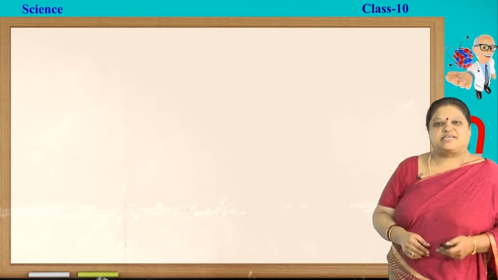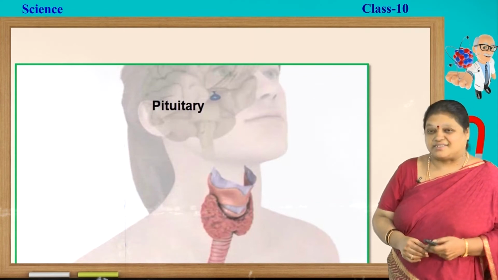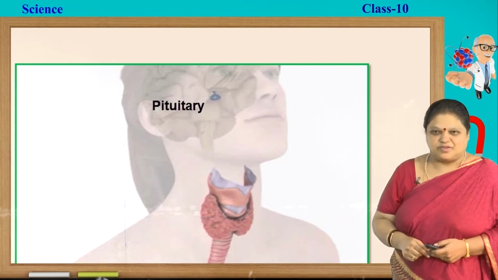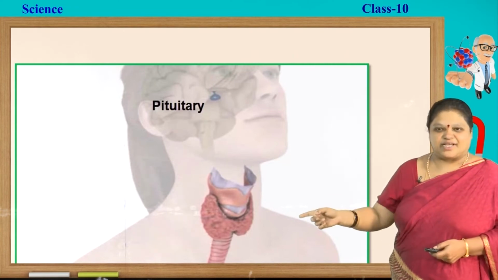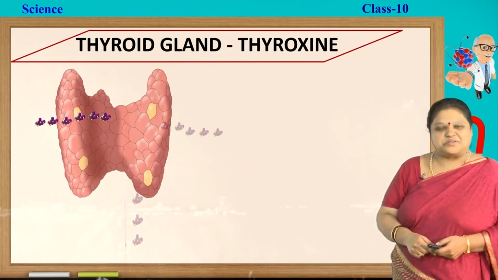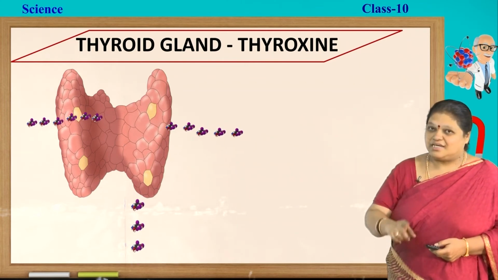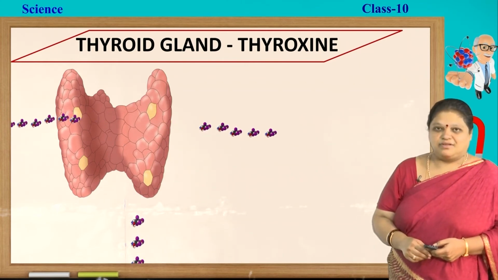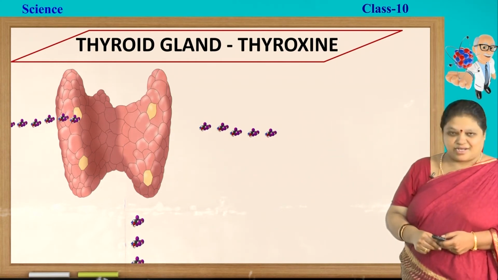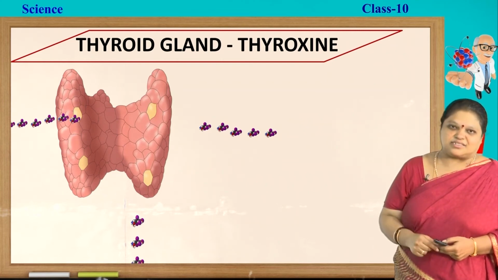Now, we will see the next gland, that is the thyroid gland. Where is it? It is in the neck region surrounding the neck. You see the picture, you can see here, it is the thyroid gland. So, what does this thyroid gland do? It secretes a hormone called thyroxine. See, each gland is special. Pituitary gland is a master gland. So, let us see what this thyroid gland will do. This thyroid gland secretes thyroxine.